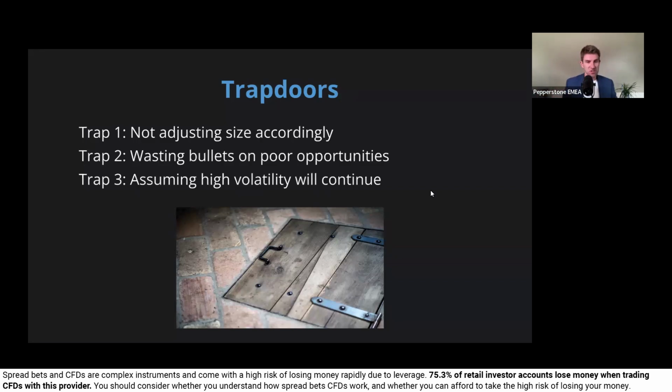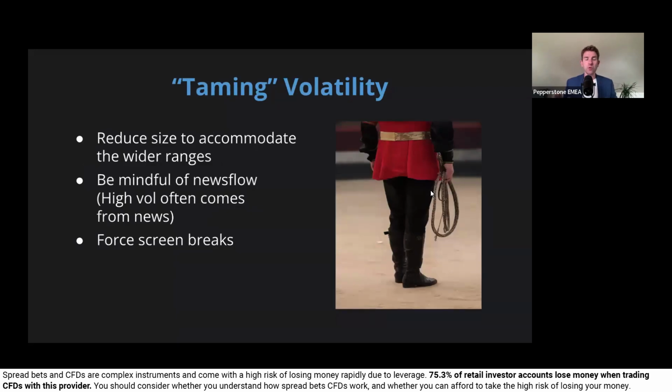So assuming high volatility will continue is the third trap in the trap door. Okay, so let's talk about taming volatility. We'll get some setups, I think, in the next slide or two. But first of all, I want to be clear on how we can really tame volatility. The easiest way to do it, ladies and gents, is just to reduce the size to accommodate the wider ranges, and just be mindful of news flow.